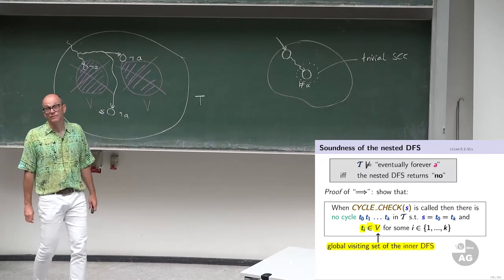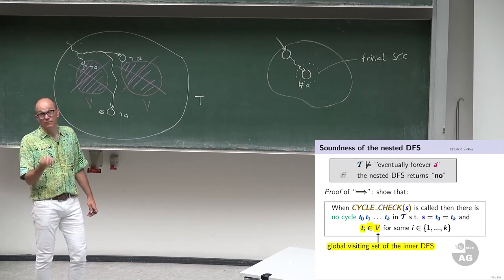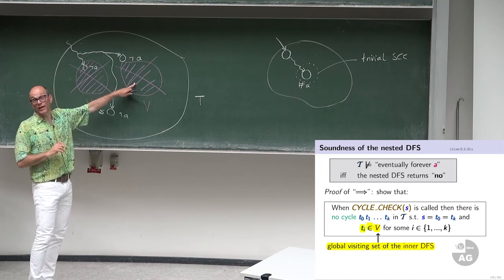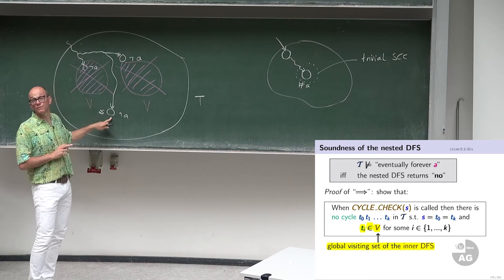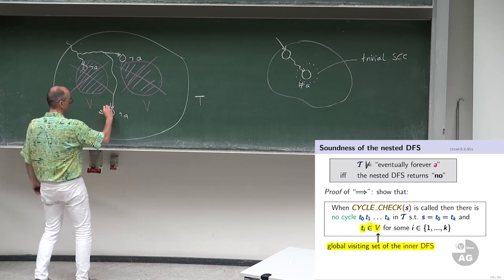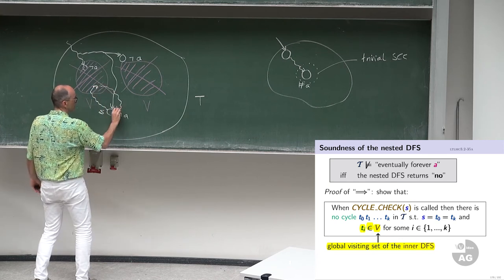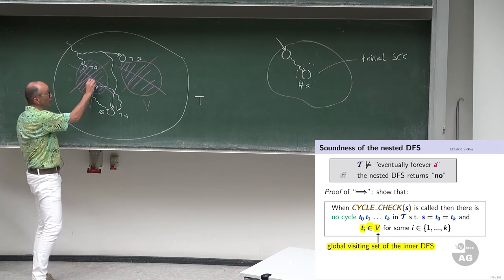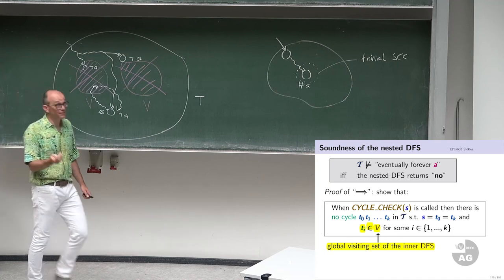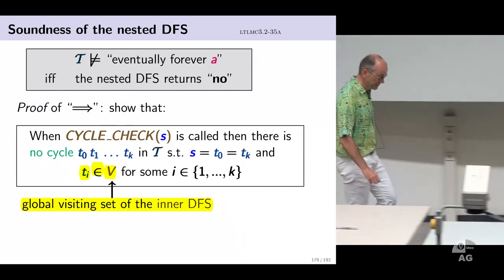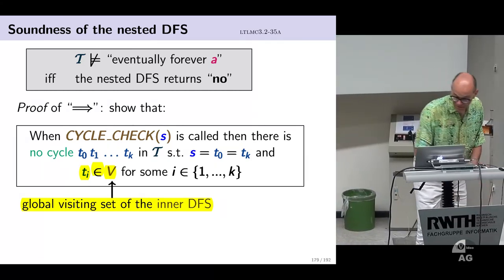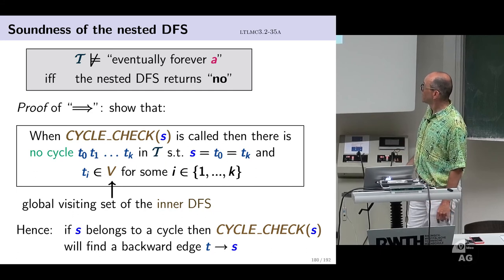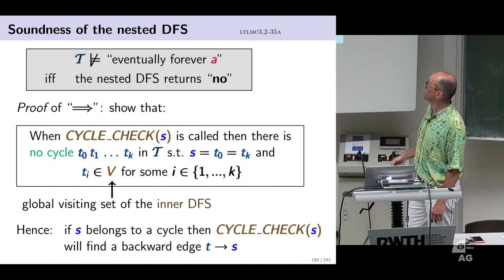Then the lemma says the following. The algorithm guarantees that there is no cycle containing one state in this purple dashed area to which S belongs. Yeah. So in terms of a picture, this is not possible. These cycles cannot exist. So this gives you exactly the reason why you don't have to look into those dashed areas again. Yeah. That's the point. Good. Hence, if S belongs to a cycle, then cycle check S will find a backward edge from some state to S, but this state does not belong to V.